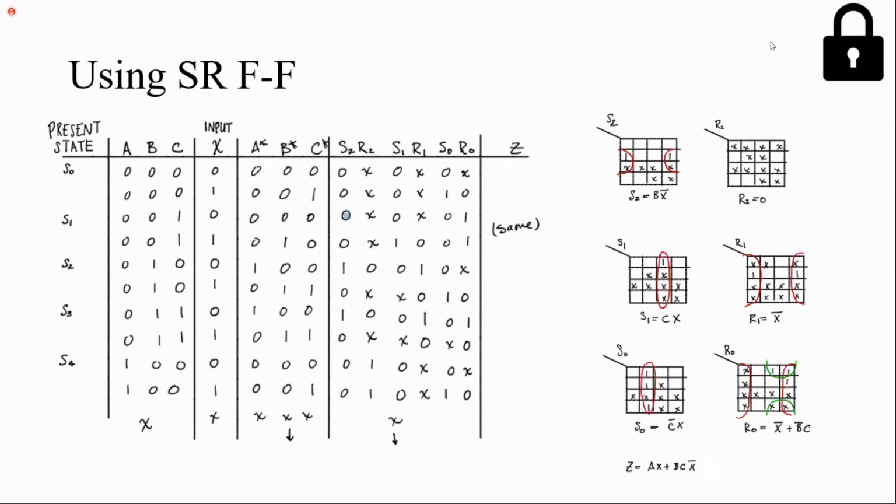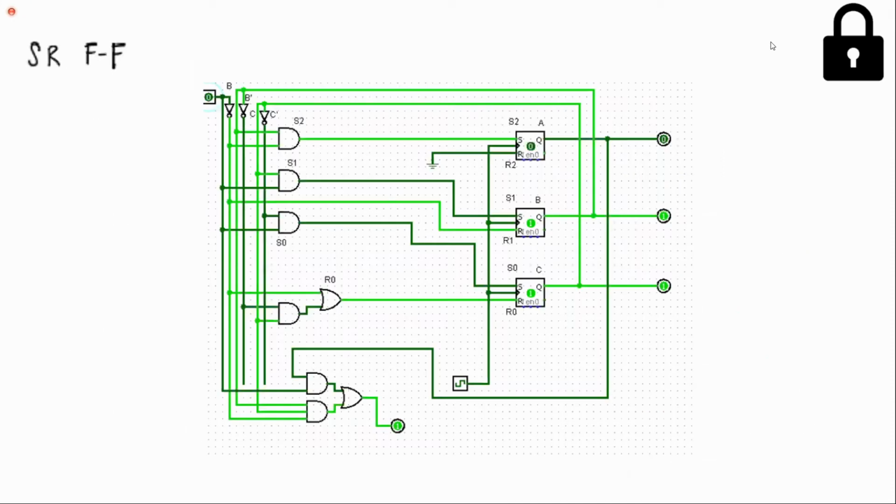So here I tried using SR flip-flops, so it's a similar concept. I just followed the excitation table for SR flip-flops and got my equations. And here's my circuit for SR flip-flops. So they're all sort of the same, except they use a different number of parts based off the flip-flop being used.